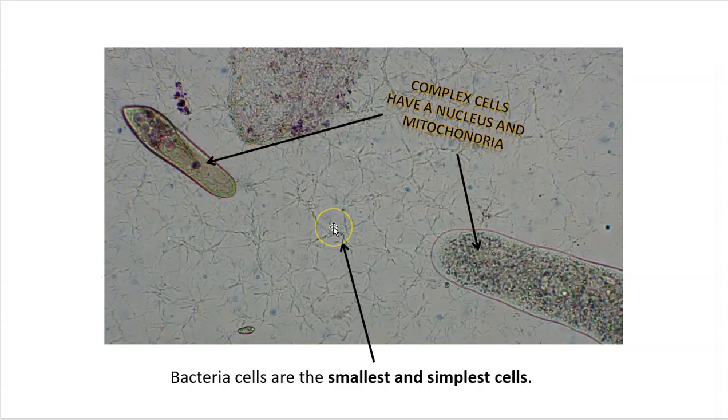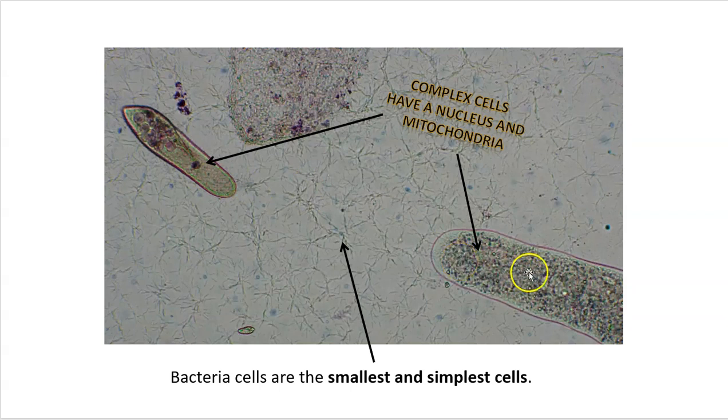One of the obvious differences is size. All these little rod-like structures here are bacteria. It fills the screen here. Those are our simple cells. These other two are complex cells. Now, not only are they much larger, but they do have other features that bacteria lack.